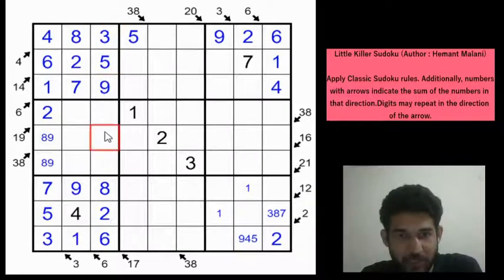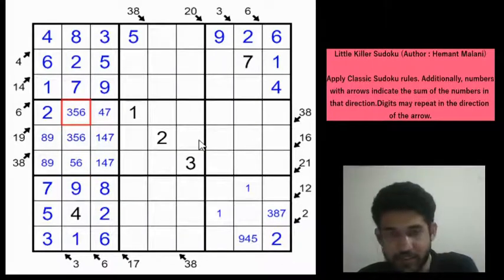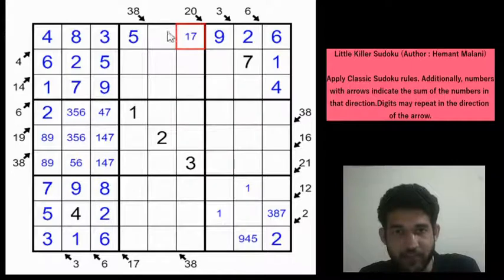So let us fill some digits along column 3 using classic rules. 2, 6, 8, 3, 5, 9. So remaining must be 1, 4 and 7. And remaining 3 digits here are 3, 5, 6. But 3 is here, so this is 5, 6, 3, 5, 6 and 3, 5, 6. And these two cells are 1 and a 7. So we can pencil mark them.